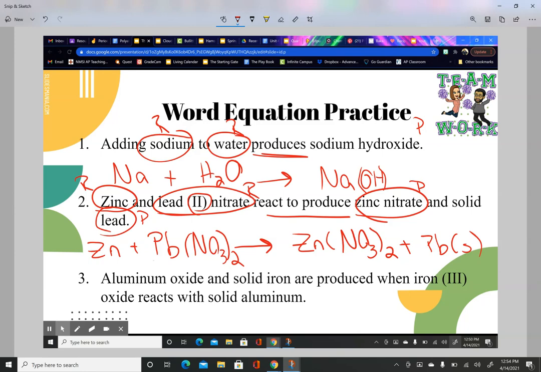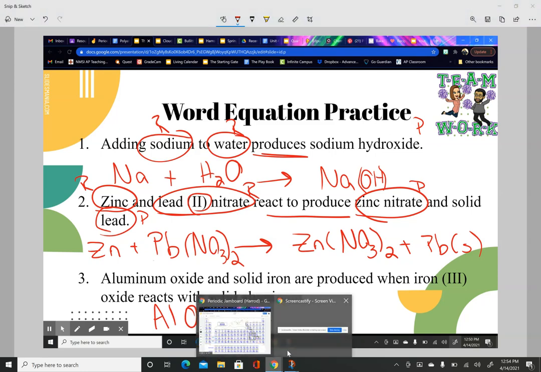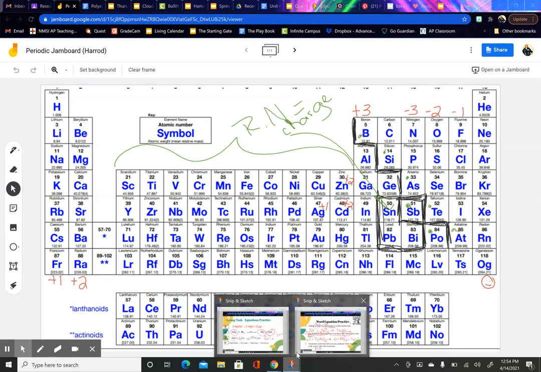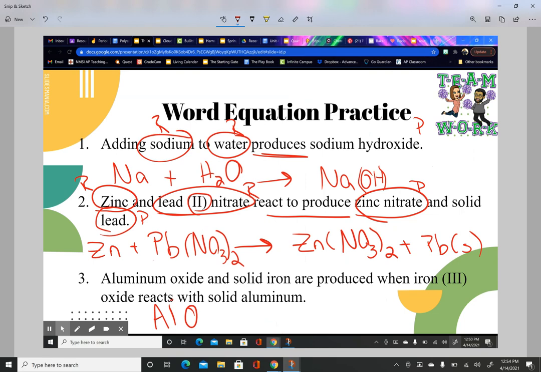Last but not least is aluminum oxide and solid iron. Aluminum is Al on the periodic table, and oxygen or oxide is O. However, I know this is an ionic compound because aluminum is a metal and oxygen is a nonmetal. Aluminum's charge is a +3 and oxygen is a -2. So I'm going to have Al with a 3+. Remember, you're only doing this with ones that are ionic, and O is a -2, so it becomes Al2O3.